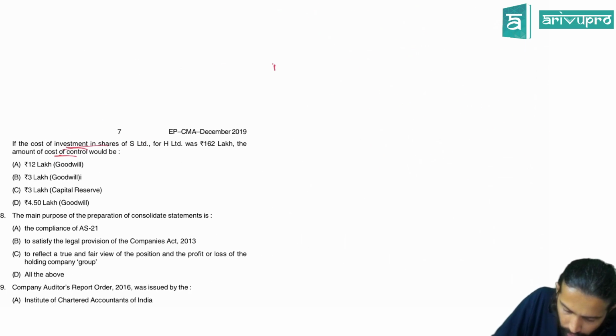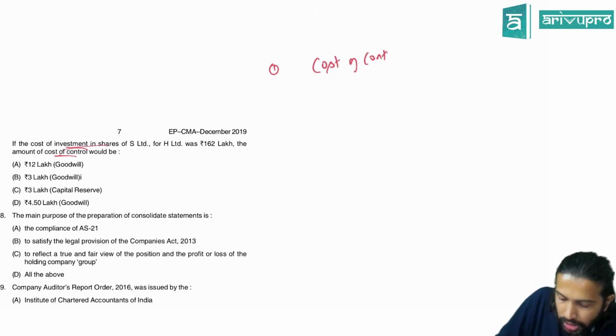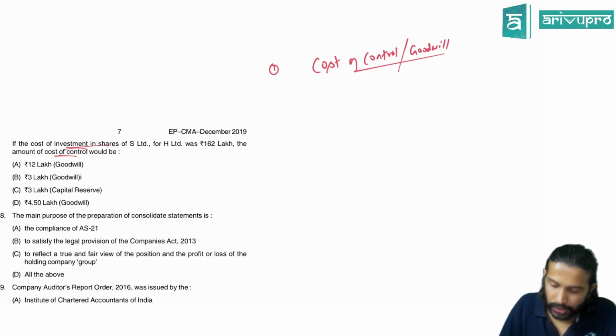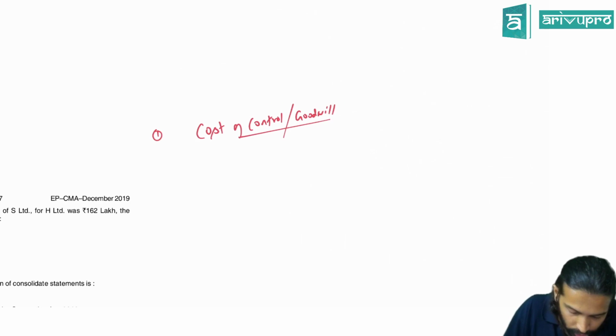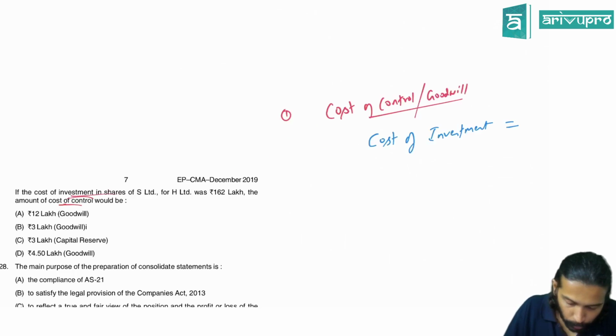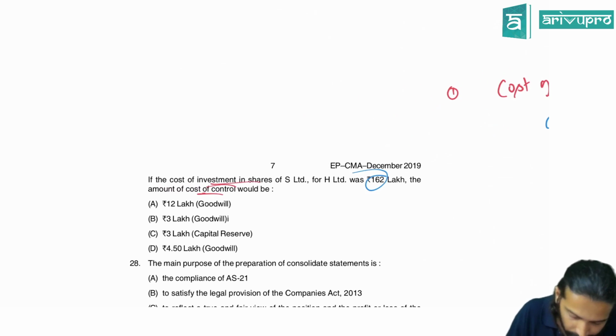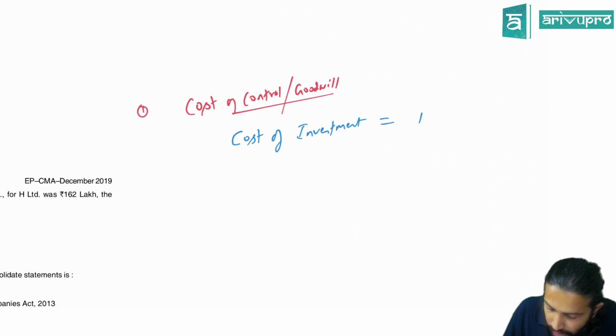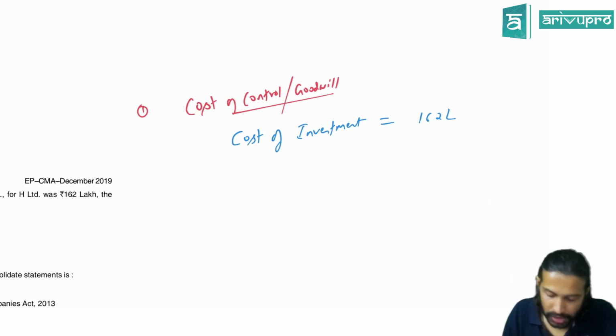So same working note. First, we are supposed to find out cost of control. Cost of control's another name is goodwill basically. They're asking for cost of control or goodwill. So to get that, first we have to take cost of investment. How much is cost of investment? You purchased this investment by paying 162 lakhs. So we have paid 162 lakh for the investments.